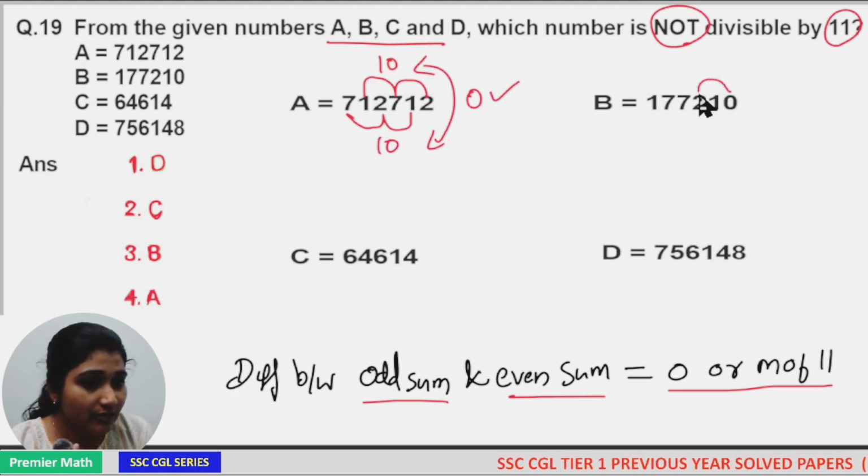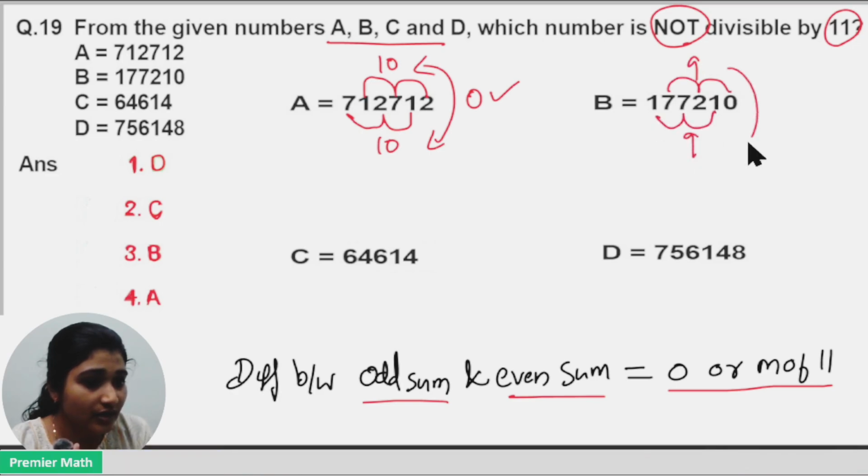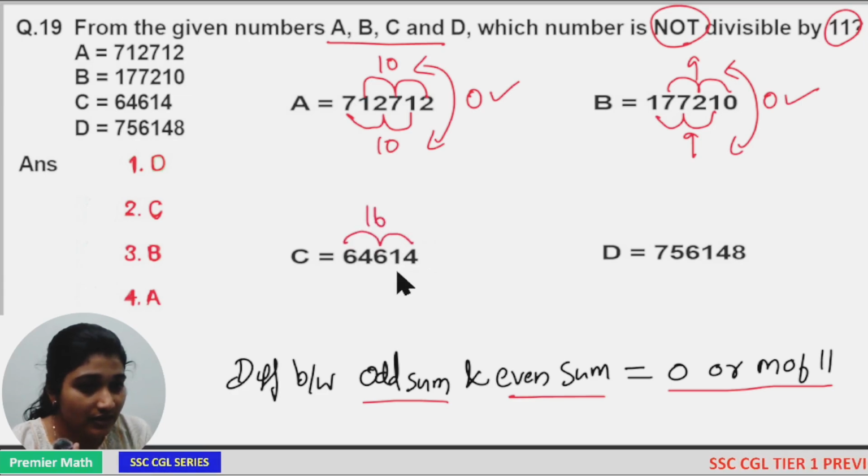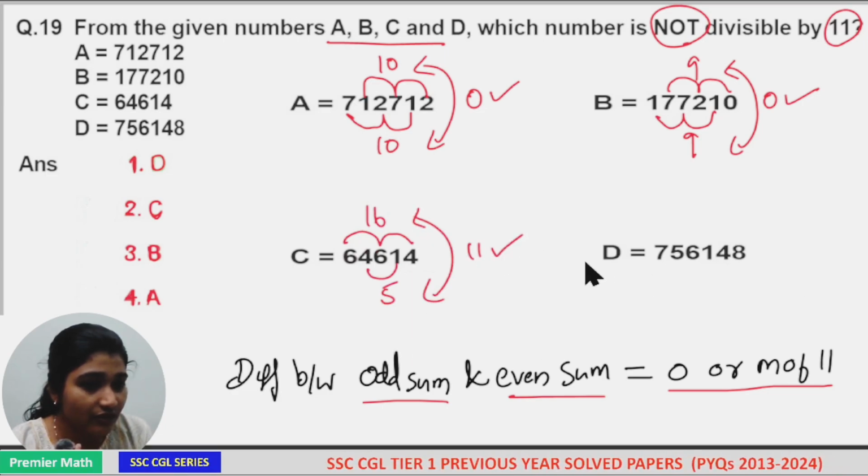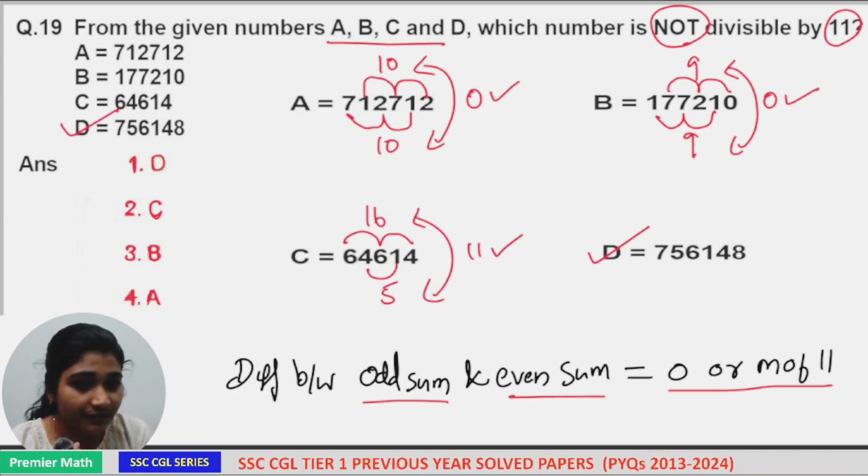Now, take the odd place sum: 0 plus 2, 2 plus 7, 9. Here, 1 plus 7 plus 1 is 9. The difference here is also 0, which is divisible by 11. Now 4 plus 6, 10, 10 plus 6, 16. Here 4 plus 1, 5. The difference between 16 and 5 is 11, which is divisible by 11, which means option D is our answer.